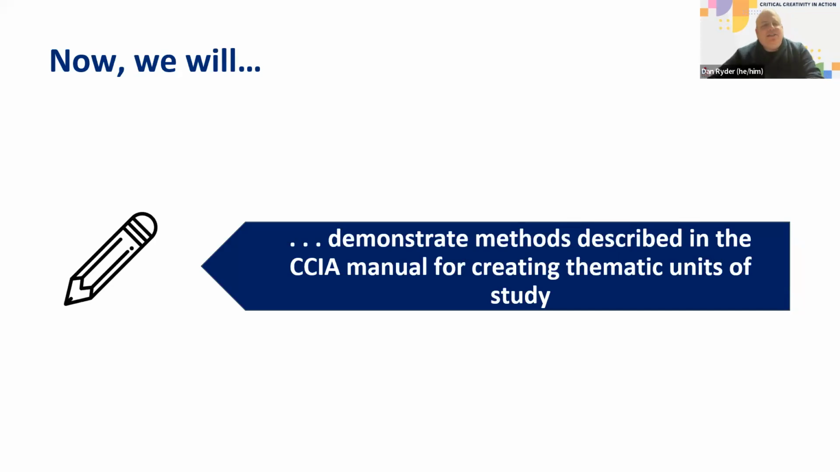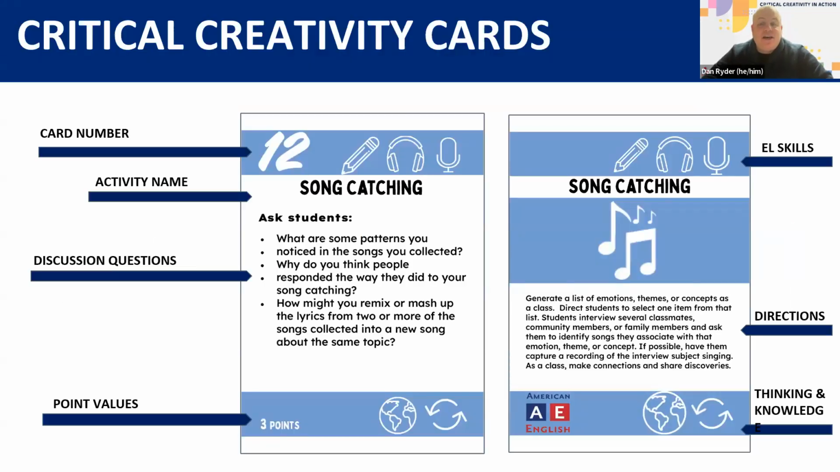That's a great idea. So let's start by looking at the cards themselves and review all the features on the critical creativity and action cards. So on each card, you're going to find a card number. There are 48, so it's easy to keep track of whether or not you have all of them. I have a hard time keeping track of my deck of cards. I sometimes misplace them and I have to find them again.